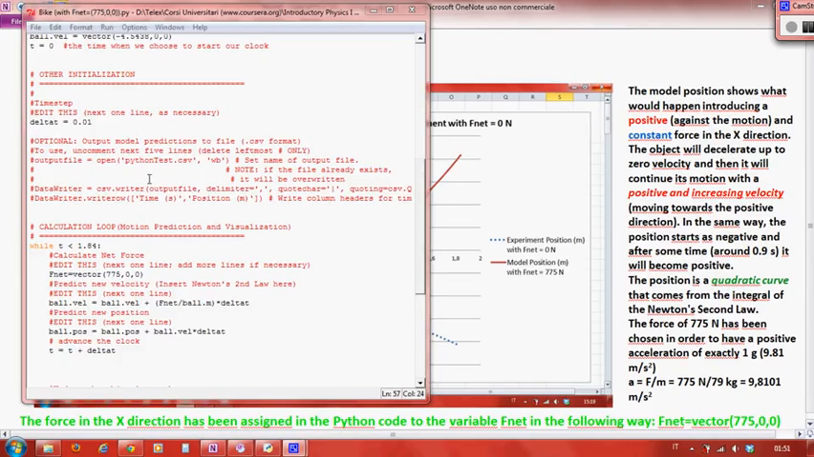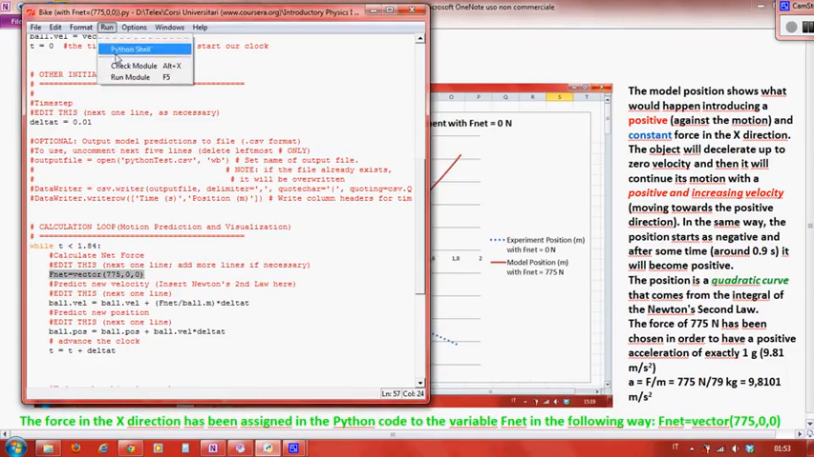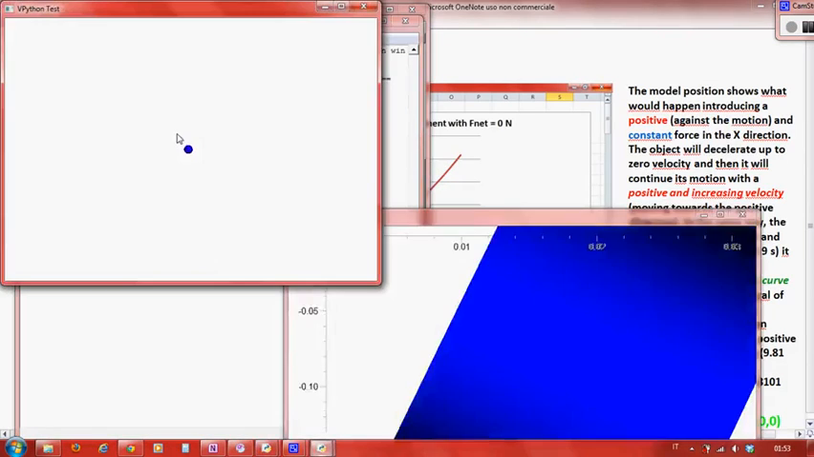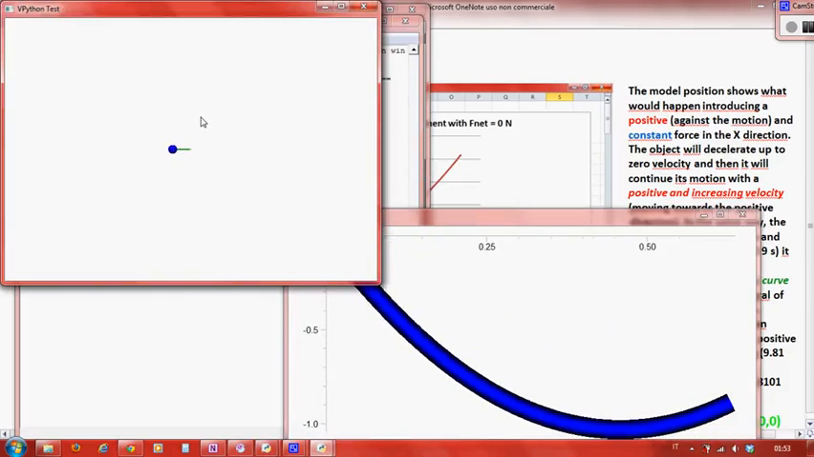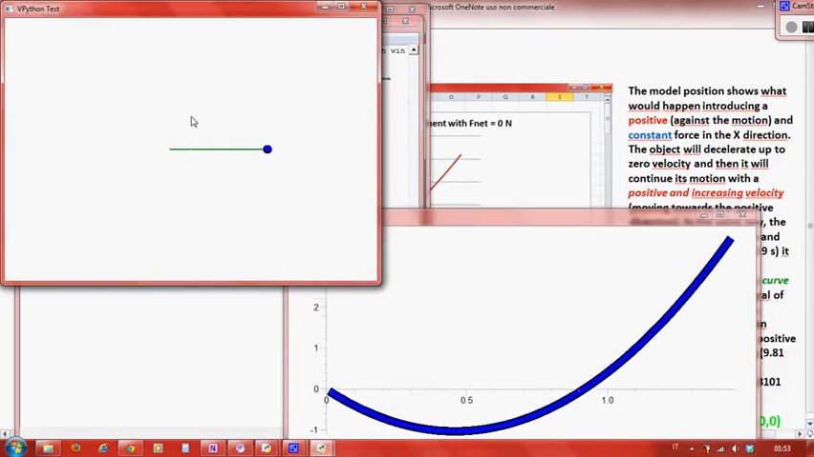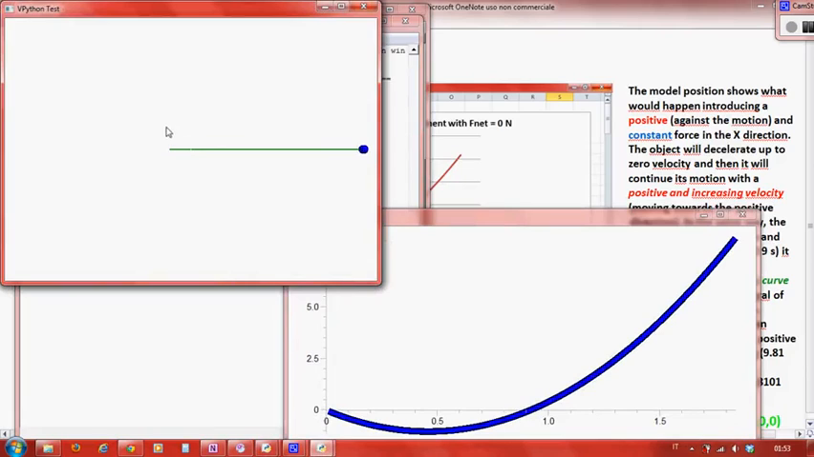Here is the Python code where I changed the fnet vector value. Running the model, we can see how the object is moving. It starts in the negative direction and then moves in the positive direction following a quadratic curve.